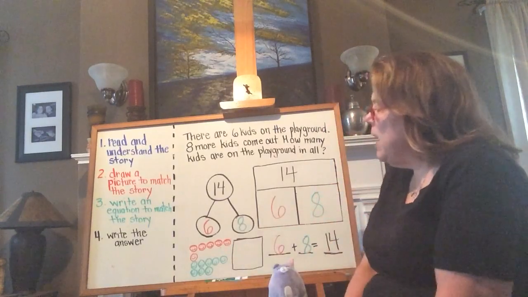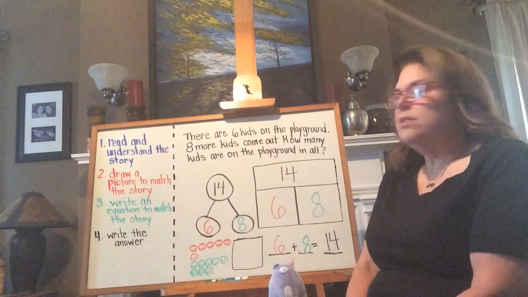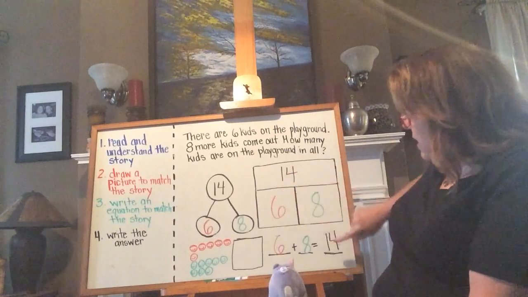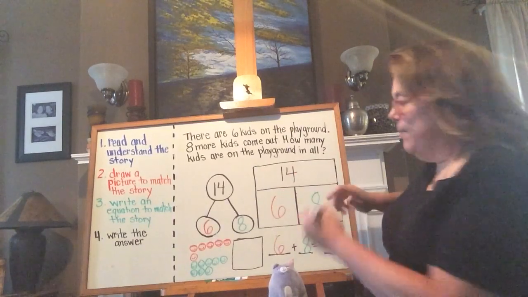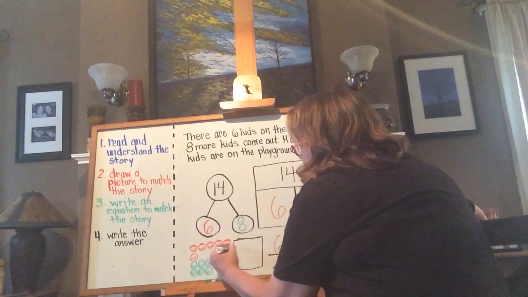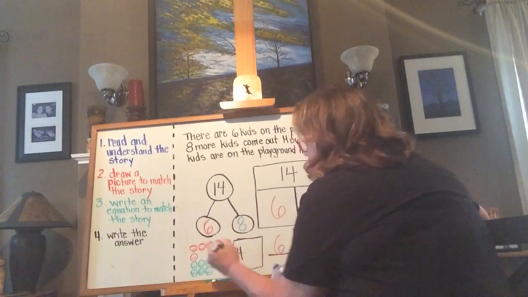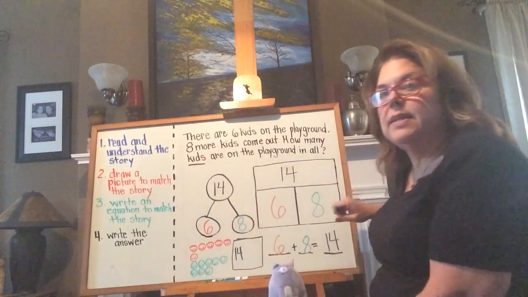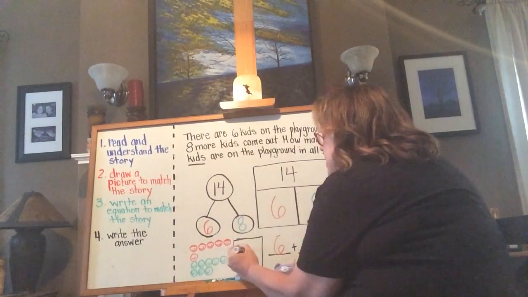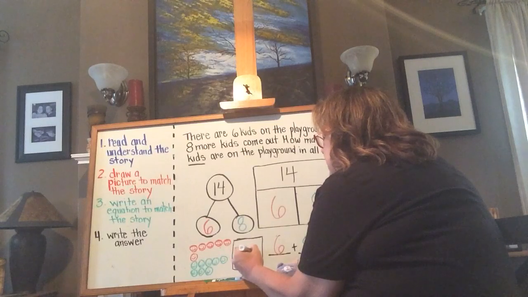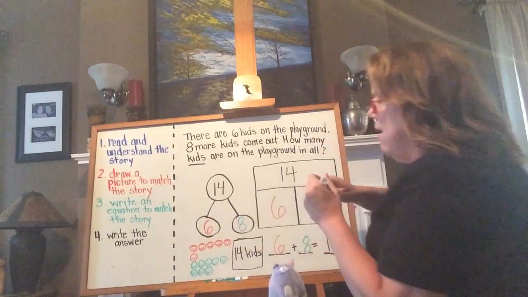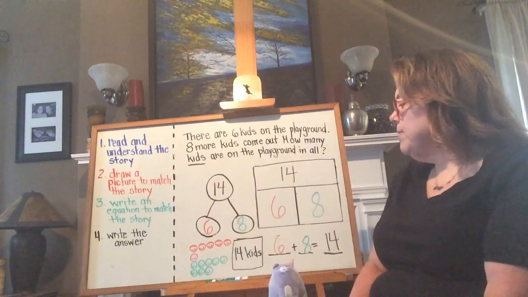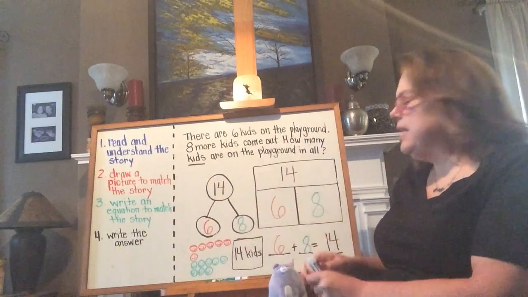So here's our answer box. And we have to write the answer to how many kids are on the playground in all. And that's our answer right here. It's 14. So inside your box, I'm going to write 14 kids. Now, if I don't know how to spell kids, I can look right back up here in the story and find the word kids. So 14 kids. And now I've done all 4 things that I need to do to solve my story problem. So remember, just draw a little box somewhere and squeeze it in.